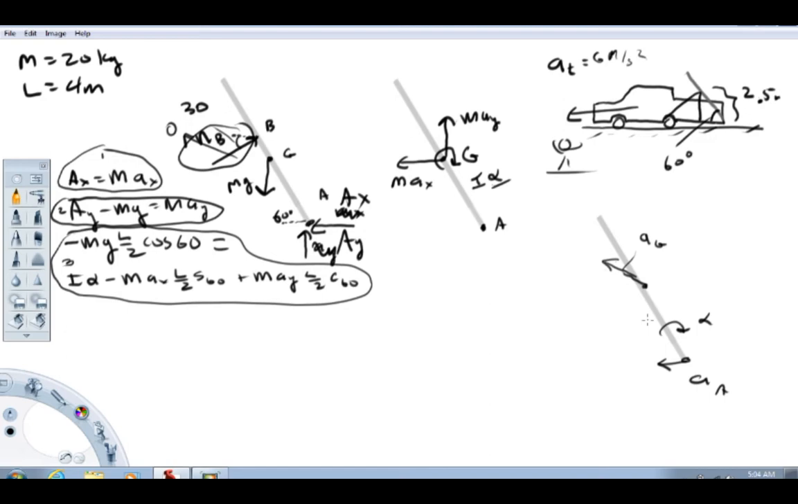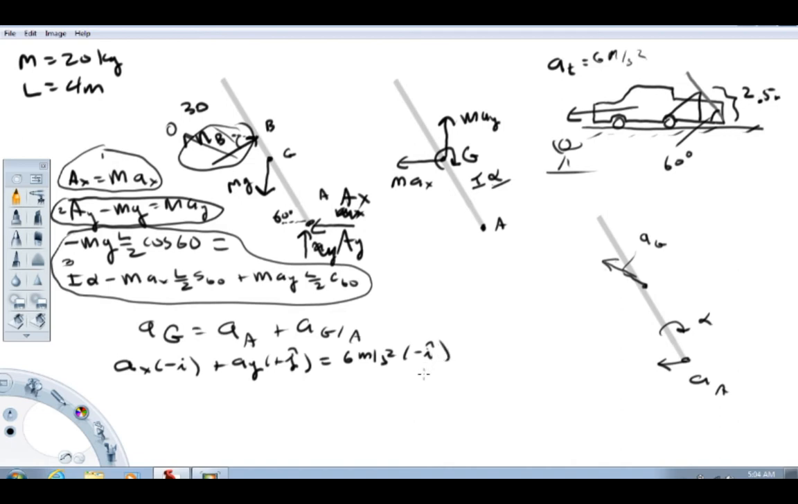So now I'm going to go ahead and write an equation here that says this. Acceleration of G is equal to acceleration of A plus acceleration of G with respect to A. Right now, acceleration of G we can write as AX in the minus i. I'm going to go ahead and use a standard XYZ coordinate system for this. Plus AY in the plus j. And that has to equal the acceleration of A, which we know to be 6 meters per second squared in the minus i, plus acceleration of G with respect to A.